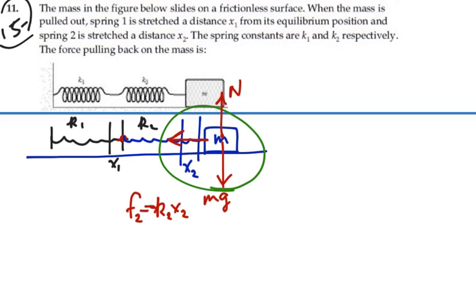So sometimes we just have to take a step back and just look at the free body diagram of the mass in question, and everything else in this case is immaterial as far as this question is concerned. What is the force acting on the mass pulling it back? It's simply the spring force, negative k2 x2. Answer.